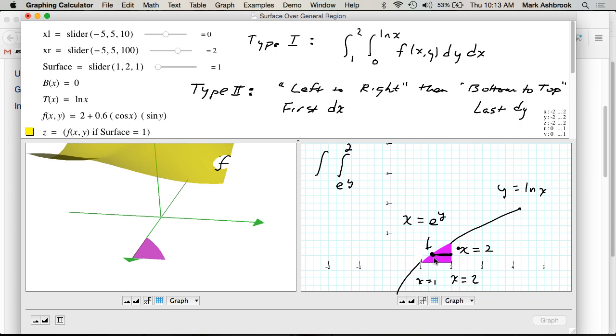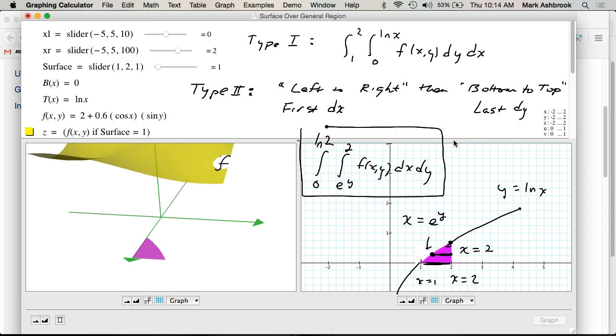Then we're going to go from bottom to top. So then we're going to take all these horizontal slices. What's the y value at the bottom of that first horizontal slice? Y equals 0 up to? Yeah, so what we need is the y value right there. And he said ln of 2. You see that? So, and then it would be dx dy.